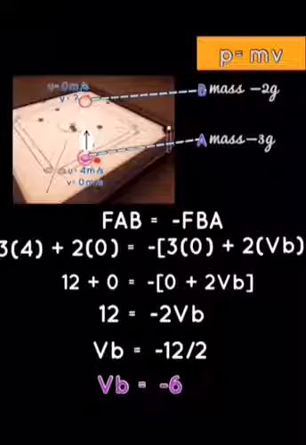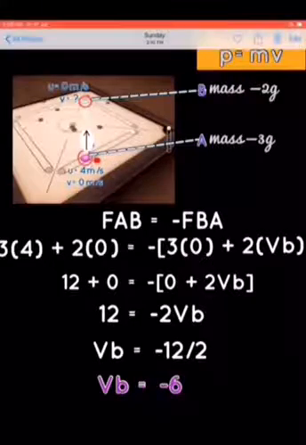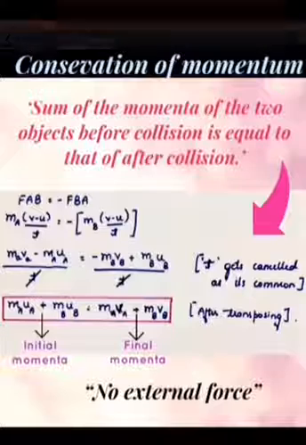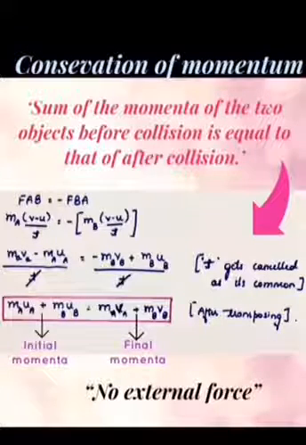That is why the definition of conservation of momentum altogether could be said like this: the sum of the momenta of the two objects before collision is equal to the sum of the momenta of the objects after collision, as long as there is no external force acting on it.